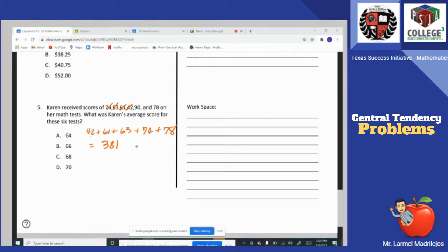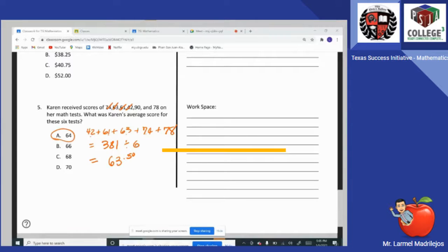Now we have 1, 2, 3, 4, 5, 6 tests, so divided by 6. My answer is going to be 63.5. So I'm going to look for the closest answer here, which is 64.